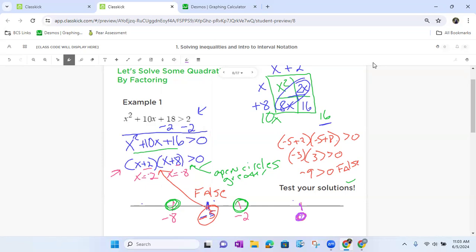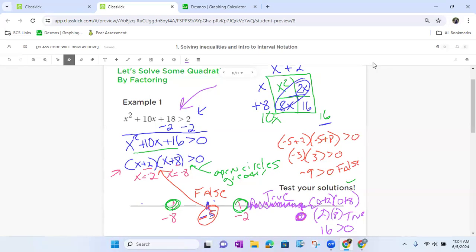So I'm going to write 0 plus 2 and 0 plus 8. 0 plus 2 is 2. 0 plus 8 is 8. 2 times 8 is 16. And is that greater than 0? That is true. So out here, these are all true answers. That means that's where our answers are going to make this inequality true. So I'm going to say, okay, these are all true answers.